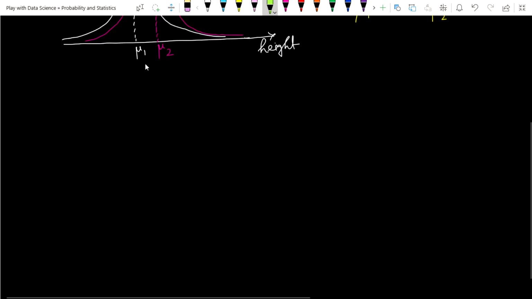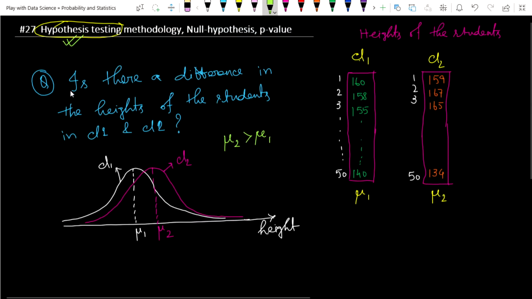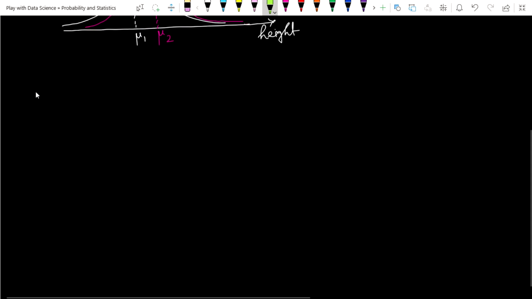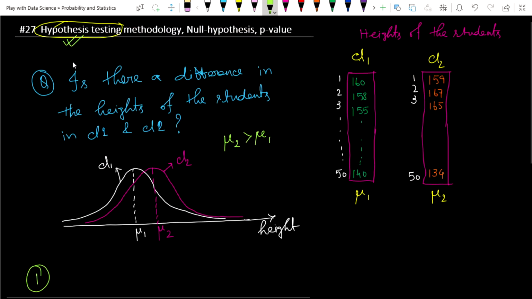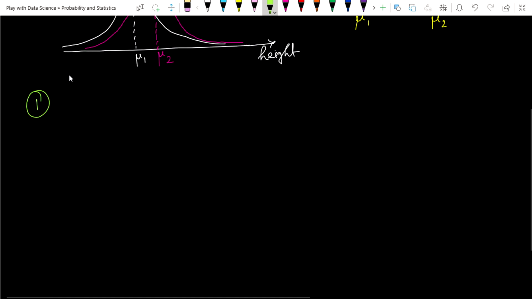Now let's discuss step by step what hypothesis testing actually is. In the first step of hypothesis testing, the first thing that we have to do is choose a test statistic.